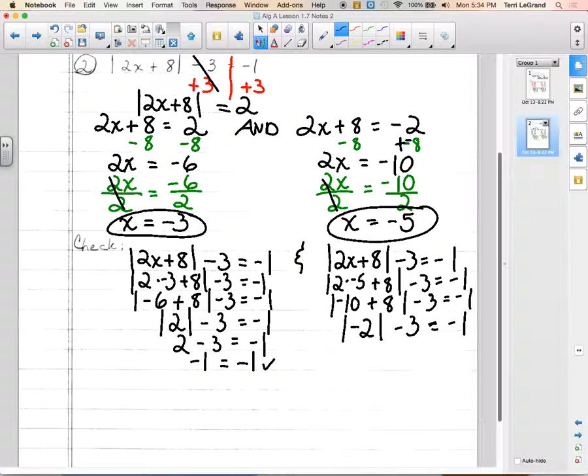Now we're going to get the absolute value of -2 simplified. Those absolute value bars are saying how far is -2 from 0. It's 2 units from 0. So we replace it with a 2. And then we end up with 2 take away 3 again, which is -1. And we can say this solution checks out also. So we have 2 solutions for this one also, x equals -3 and -5.